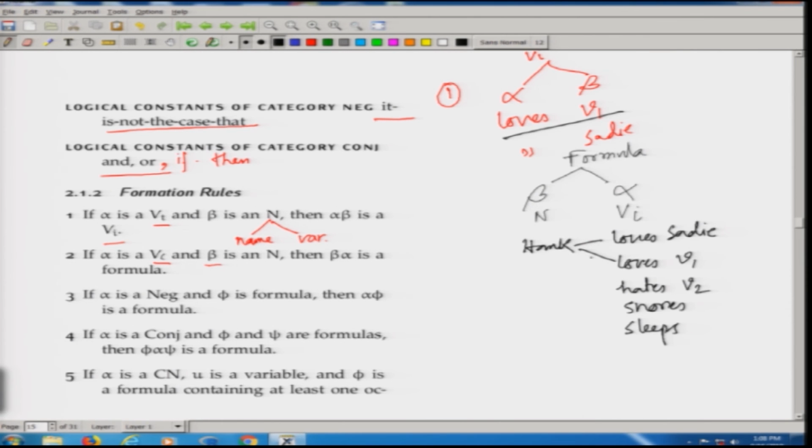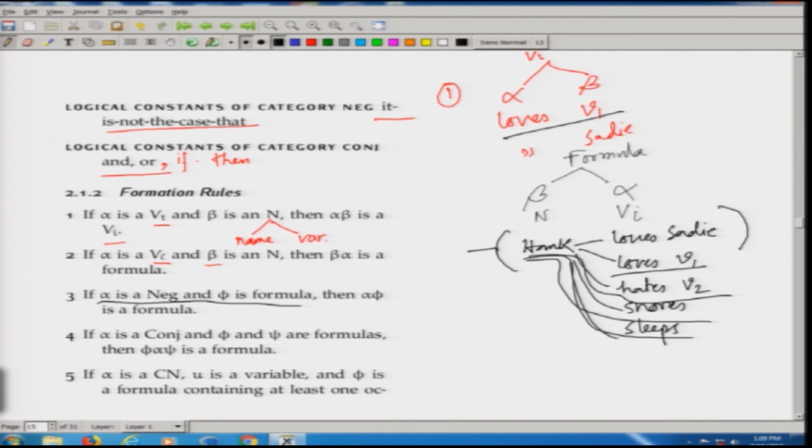Now everything is kind of a formula. So Hank loves Sadie is a formula, Hank loves V1 is a formula, Hank hates V2 is a formula, Hank snores is a formula, Hank sleeps is a formula. All these things are formulas. And then if alpha is a neg and phi is a formula, then alpha phi is a formula. Definitely, it is not the case that Hank loves Sadie must be a formula. Here you see that neg is, it is not the case that.